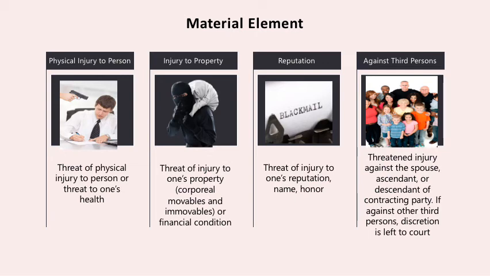And it may also be a threat against a third person. So threatened injury against a spouse, an ascendant, who would be their parents, or descendant, who would be their children, of the contracting party, constitutes a material element of duress. And if the duress is directed against other third persons, the discretion is left to the court of whether or not that amounts to duress.